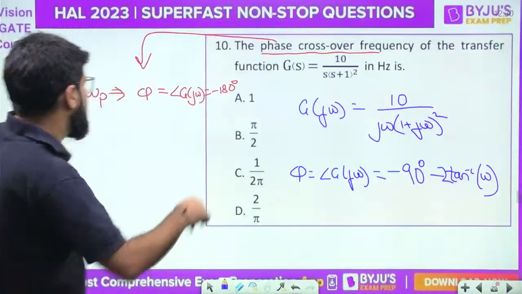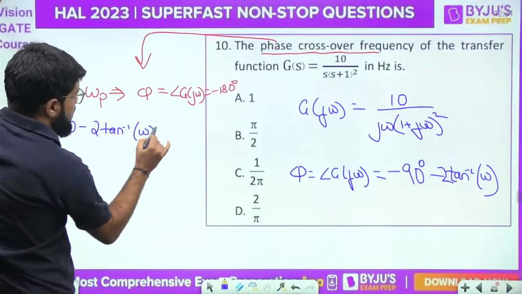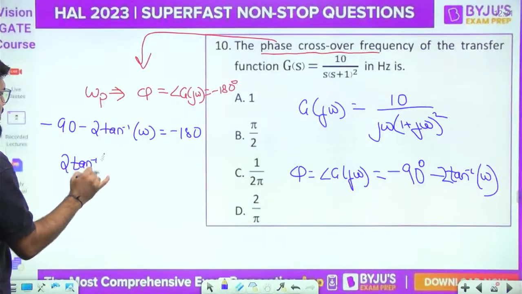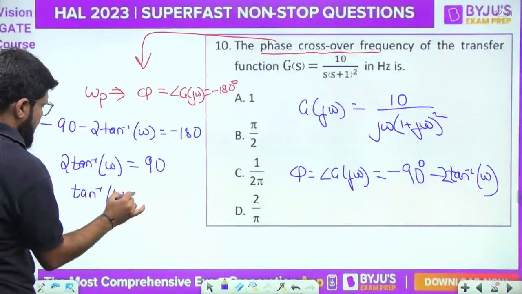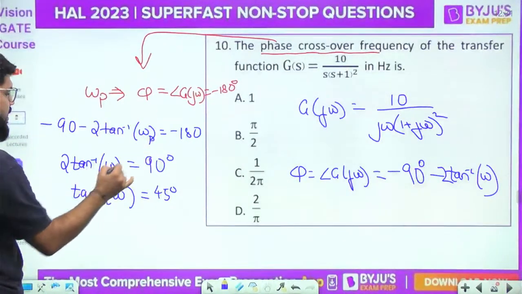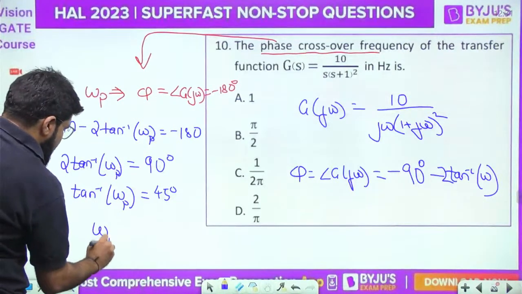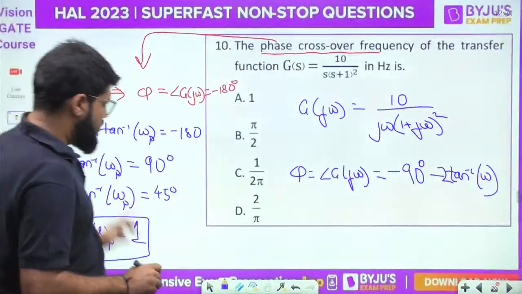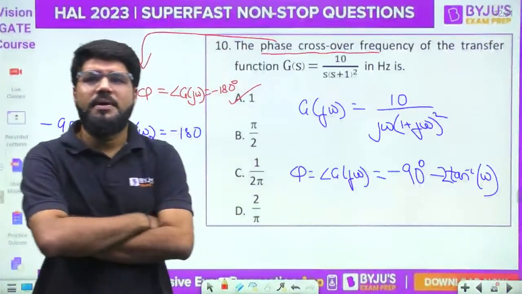So what you want is minus 90 minus 2 tan inverse of ω is minus 180 degrees. So I am getting 2 tan inverse ω minus, everything cancels. 2 tan inverse ω is 90, and eventually tan inverse ω is equal to 45 degrees. Which ω? This happens at ωp. At ωp, the phase is equated to minus 180 degrees. So what is ωp? It is tan 45 degrees, which is 1. The correct answer is option number A. Yes, Bhanu and Martin, correct answer.